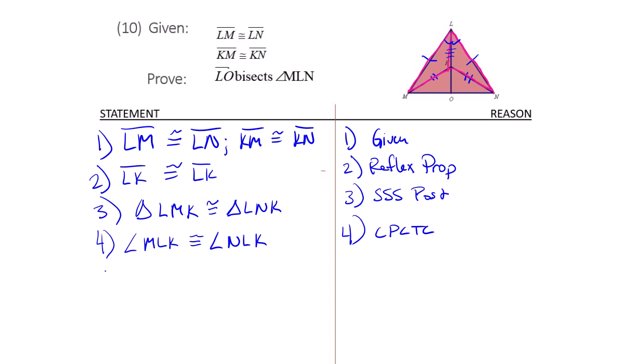Now that we see those two angles are congruent, we can say that segment LO bisects angle MLN, right? So this bisects this, and forms two congruent angles there. All right, and the reason why is definition of angle bisector.